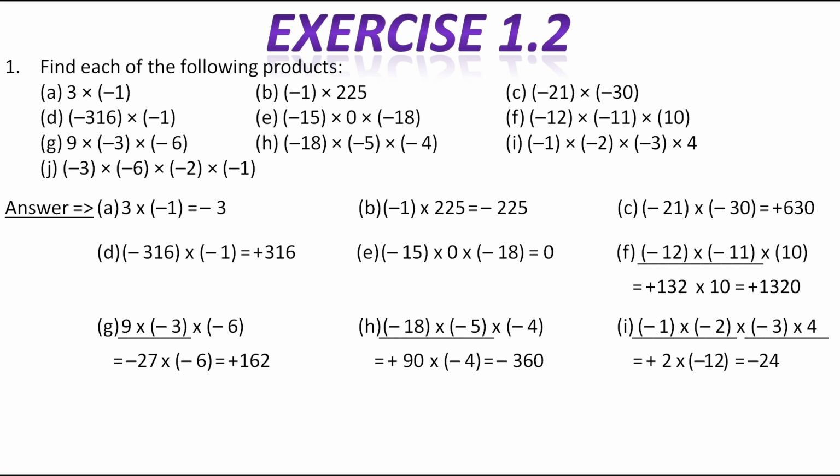Okay. Now let's move to the next one, that is J, having minus 3 into minus 6 into minus 2 into minus 1. First of all, we will multiply the first two integers, that is 3 6s are 18 with plus sign because both of them have the same sign. Now we will multiply minus 2 into minus 1. So 2 ones are 2 with plus sign because both of them have the same sign. Now 18 twos are 36 with plus sign because both of them have the same sign.